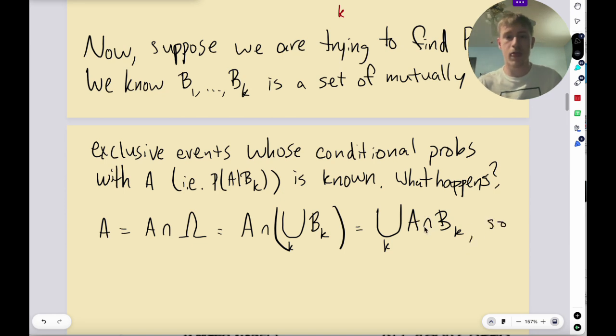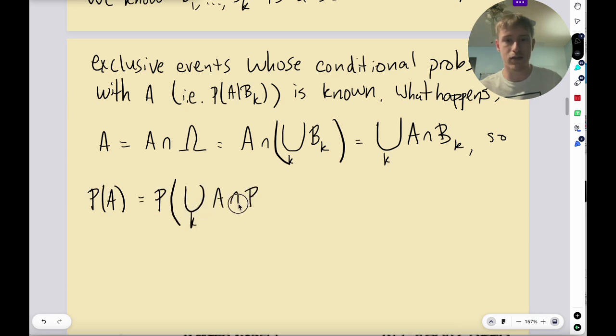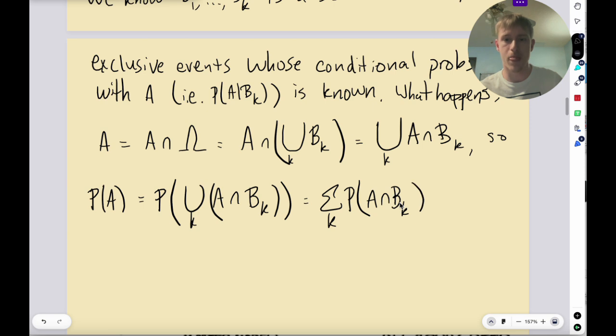So, hopefully this looks similar to the proof of part D of the properties. So the probability of A occurring is just going to be the probability of this union occurring. But these are all disjoint. So this is just going to be the sum over k of the probability of A intersect B_k.